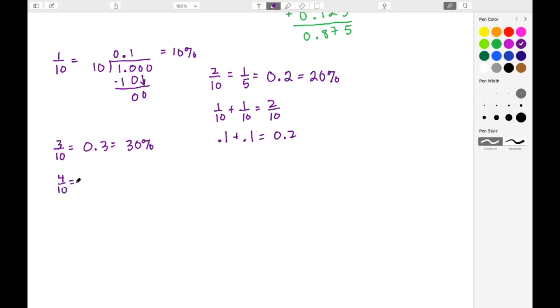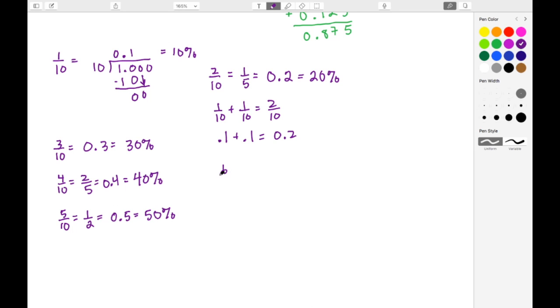4/10, which is the same thing as 2/5. Well, if 1/5 is 20%, so 2/5 has to be 40%. Well, if it's 40%, if I write that as a decimal, that has to be 4/10. Now moving on to 5/10. Well, 5/10 can be simplified down to just 1/2. We already know that 1/2 is the same thing as 5/10, or 0.5, which is the same thing as 50%.